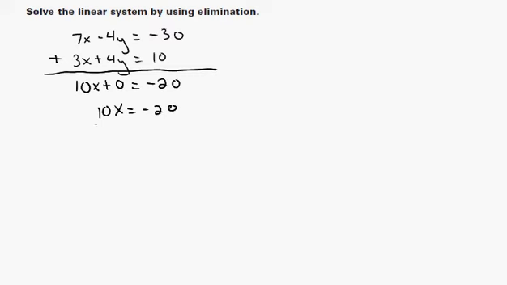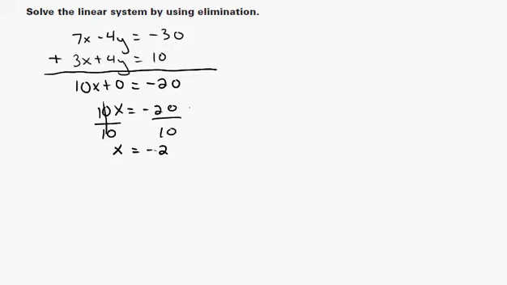And then this is a simple one-step equation, right? Divide by 10, divide by 10. This cancels. We're left with x equals negative 2. So that's my x value. And then once you know your x value, you can substitute it into one of our original equations to find the value of y. I'm going to pick the second one, but it really doesn't matter. I can plug it into either one.